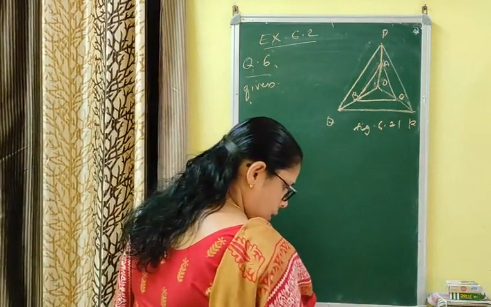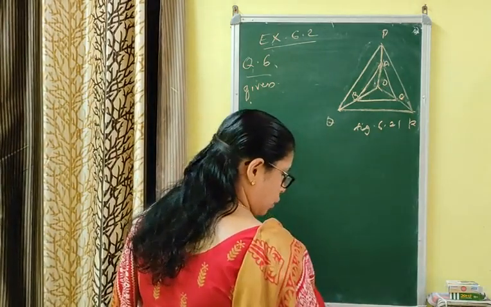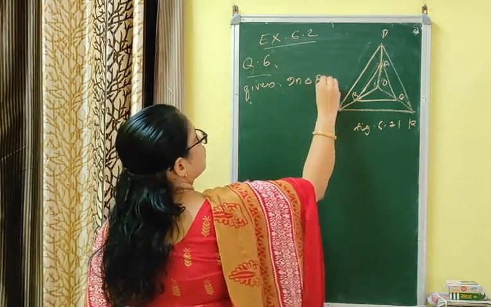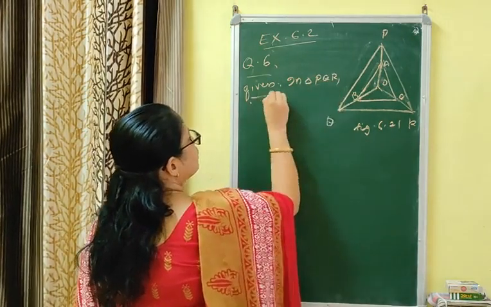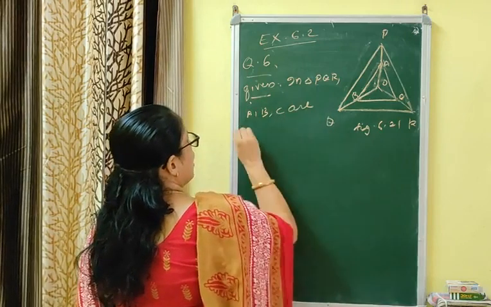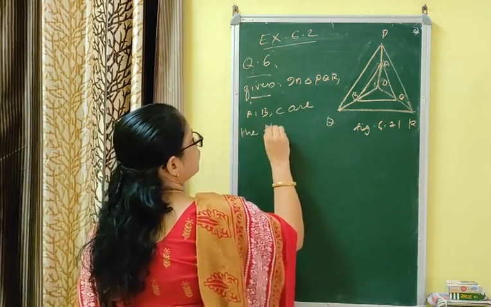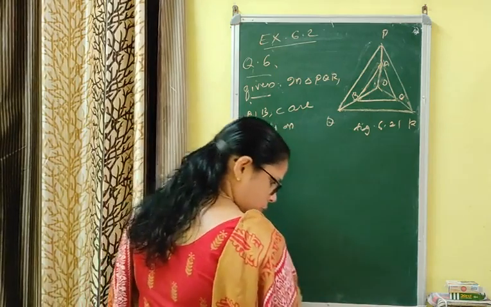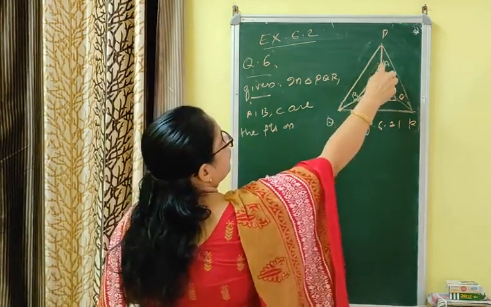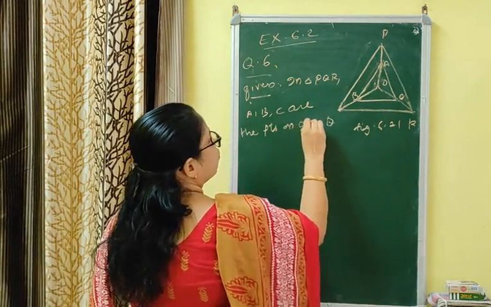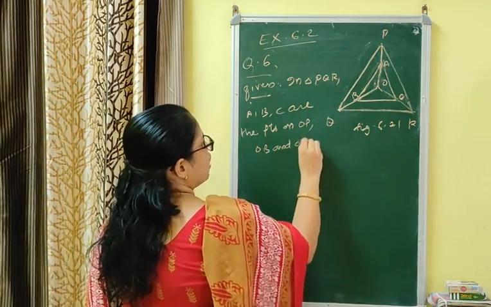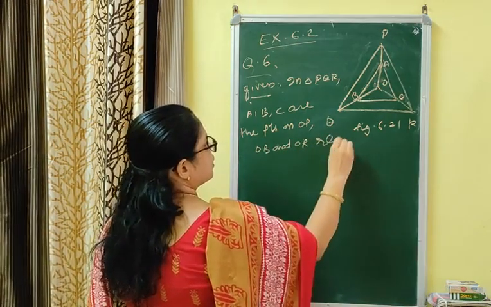Now what are you given? You are given that in triangle PQR, A, B, C are the points on the sides. कौन सी पॉइंट में? A is on OP, B and C are on OQ and OR respectively.